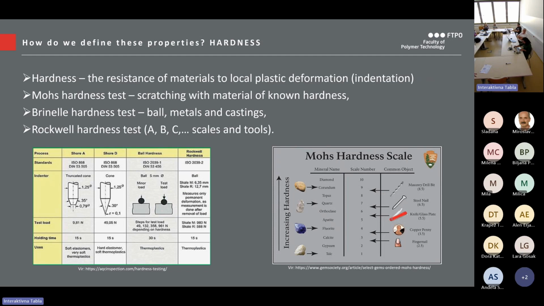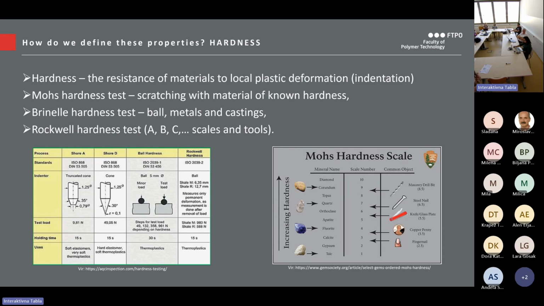Then we also have to define hardness. Hardness is a property that we notice gets really many times confused with strength or stiffness, but it's actually defined as the resistance of material to local plastic deformations. So the material resists the indentation of other material. Most well known is Mohs hardness test, and it's actually done via scratching of one material with other material with known hardness on the Mohs hardness scale.